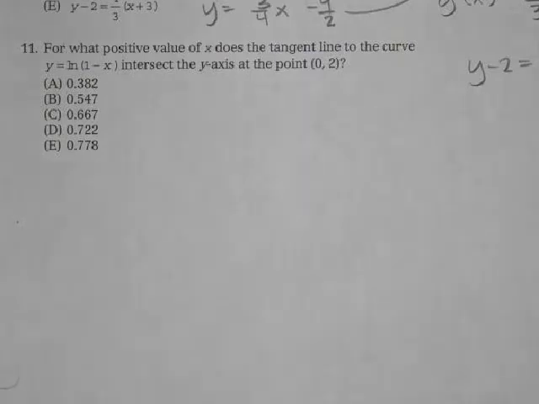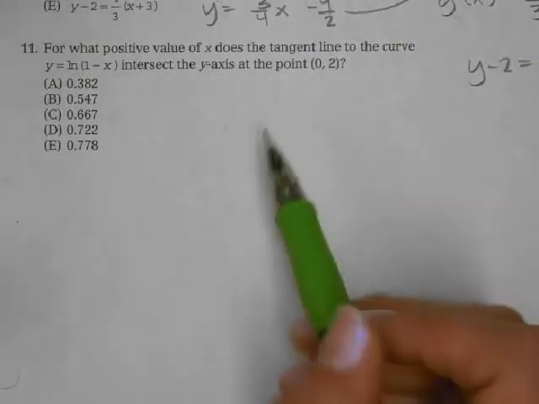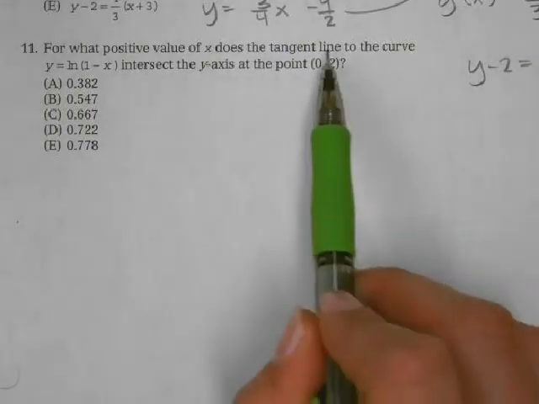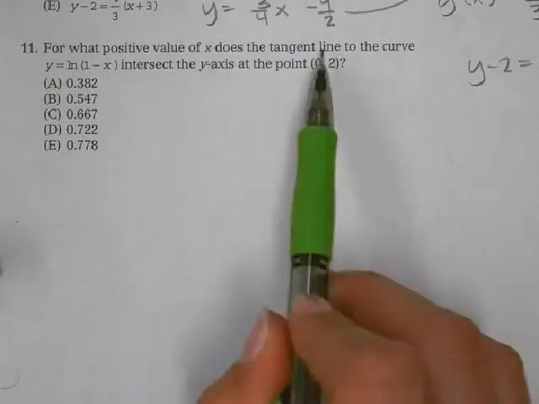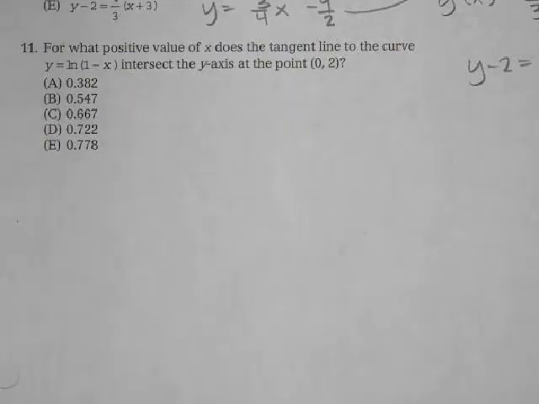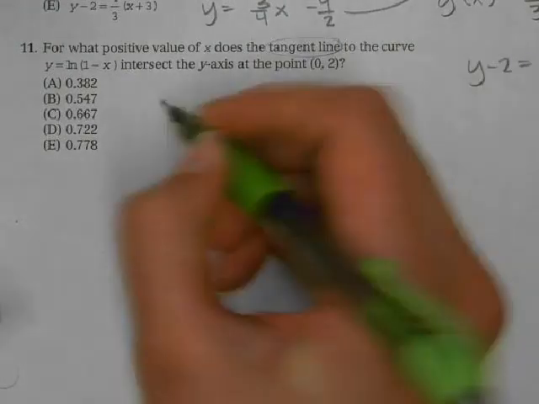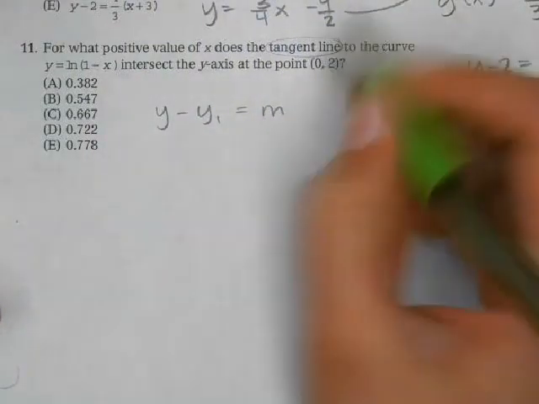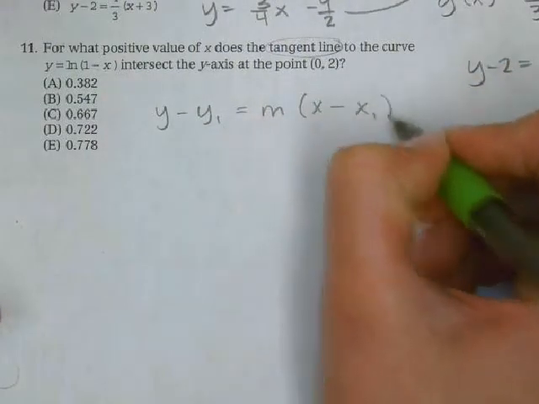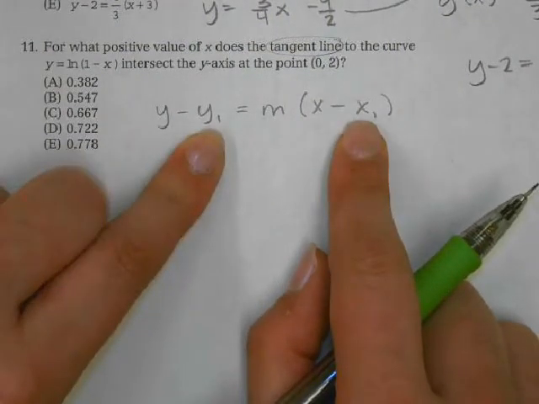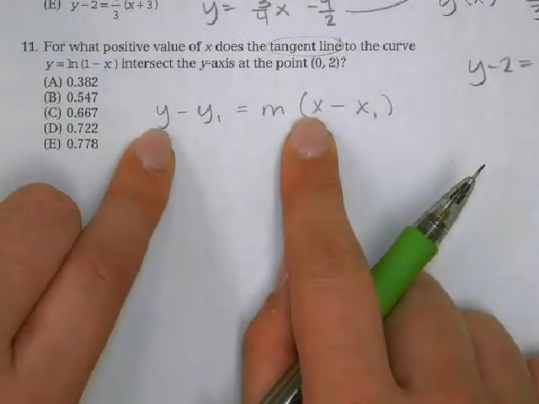So here's how you do this problem. We're looking at a tangent line. It says, what's the positive x value? We've got a tangent line to a curve, and this tangent line of this curve apparently crosses through the y-axis at the point (0, 2). So when you see tangent line, that tells you that we're going to use the point-slope formula. And m is the slope, x1 and y1 are the points, and then x and y are the actual variables.